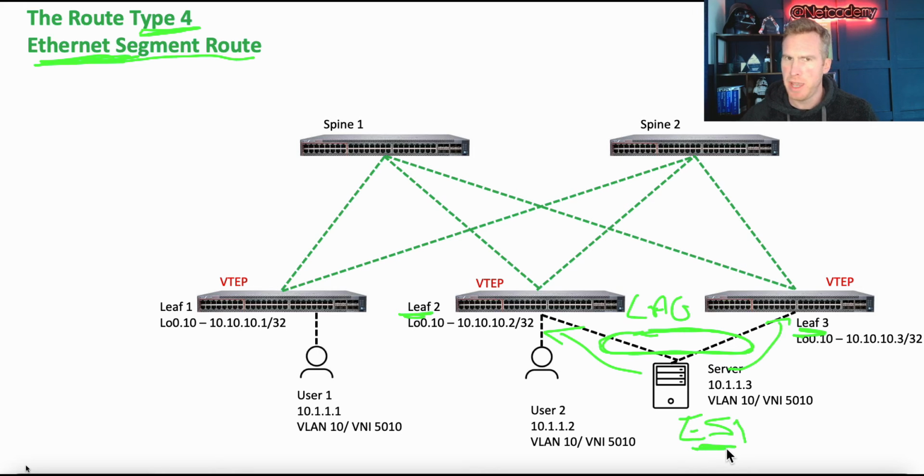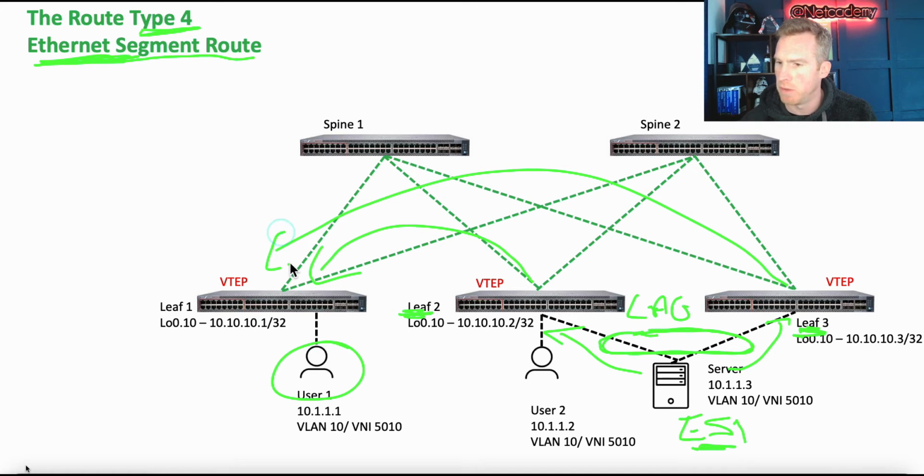And EVPN does this very, very well via the route type 1. Leaf 2 and leaf 3 will advertise across to user 1 and all the other users connected to all the other leaves and VTEPs connected in the network. Obviously in this diagram there's only 3 to keep things simple. Leaf 2 will advertise over to leaf 1, and leaf 3 will advertise over to leaf 1 as well.